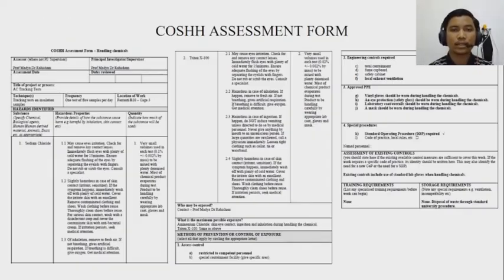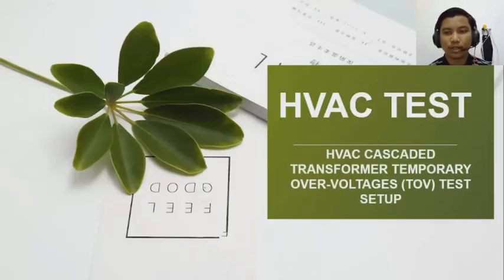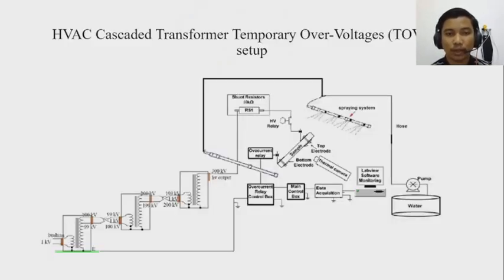So this is the COSHH assessment form. An example of this is our COSHH assessment form for handling chemicals in the laboratory for our HVAC test. Next is about the HVAC test, which is the HVAC cascaded transformer temporary overvoltage test setup. So this is our test setup for the TOV of the HVAC cascaded transformer.